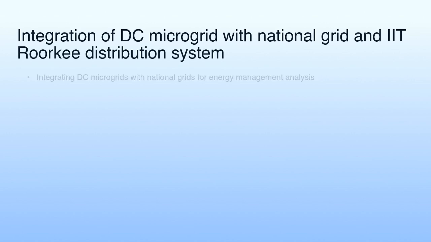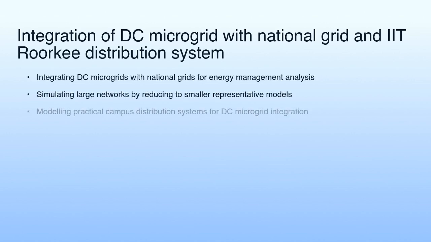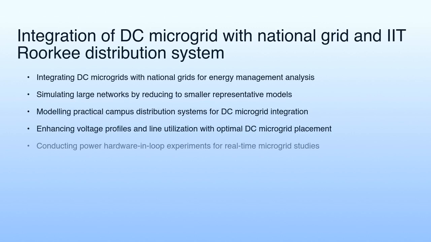The integration of DC microgrids with the national grid and the IIT Roorkee distribution system is discussed, involving energy management analysis, simulating large networks using smaller representative models, and enhancing voltage profiles and line utilization through optimal placement of DC microgrids. Power hardware-in-loop experiments are conducted for real-time microgrid studies.